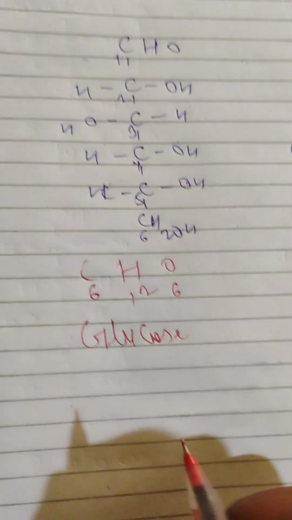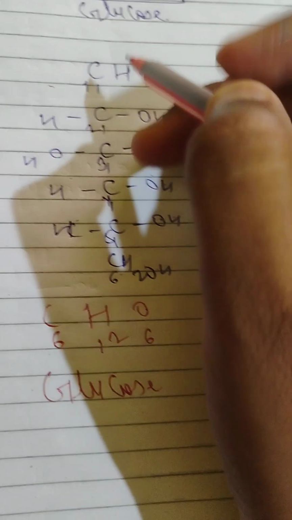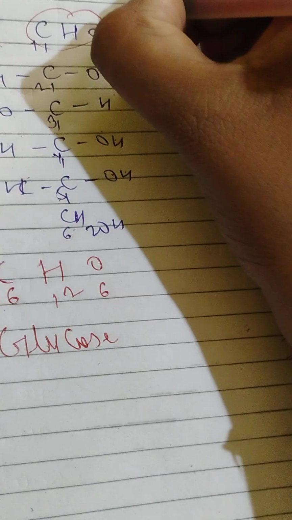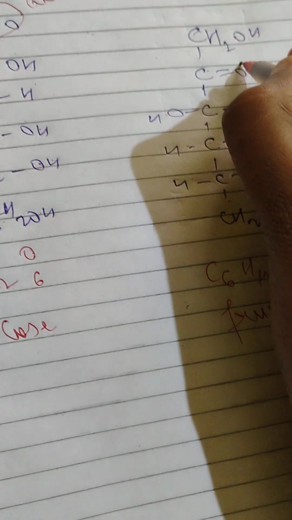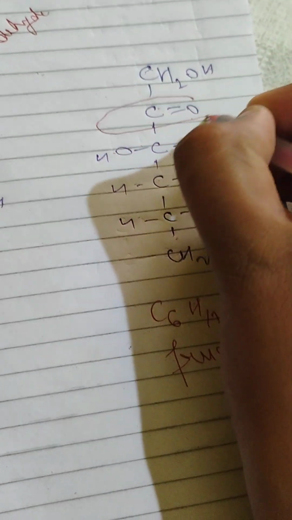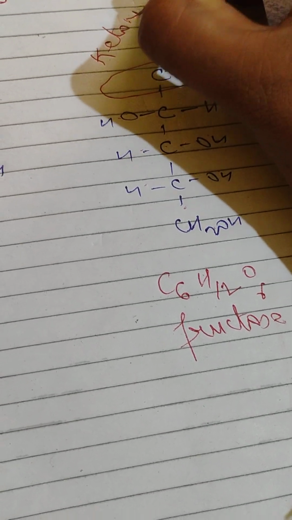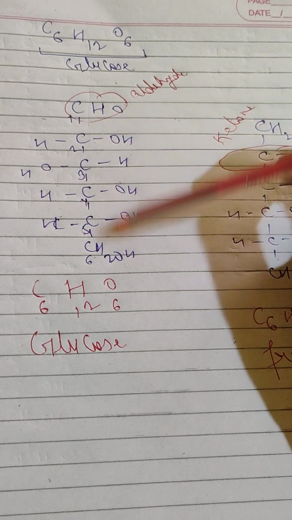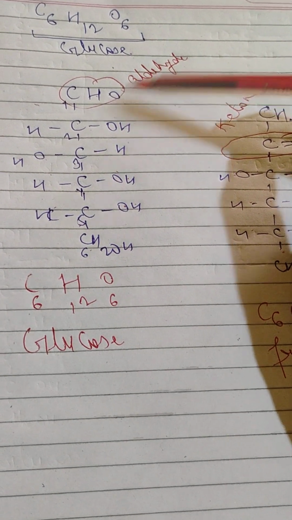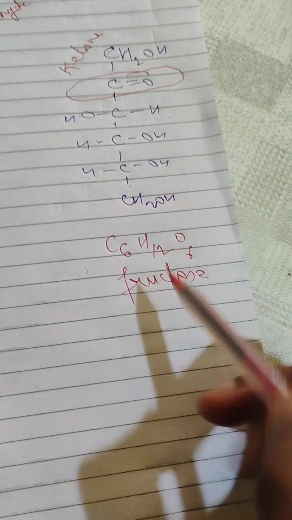Okay, again I am saying, for glucose we just have to see the functional group. Glucose has the aldehyde functional group. This is the aldehyde functional group, right? And this is the ketone functional group. Okay, ketone. So on the basis of functional group, glucose consists of an aldehyde functional group, that's why it's called glucose, whereas fructose consists of a ketone, that's why it's called fructose.